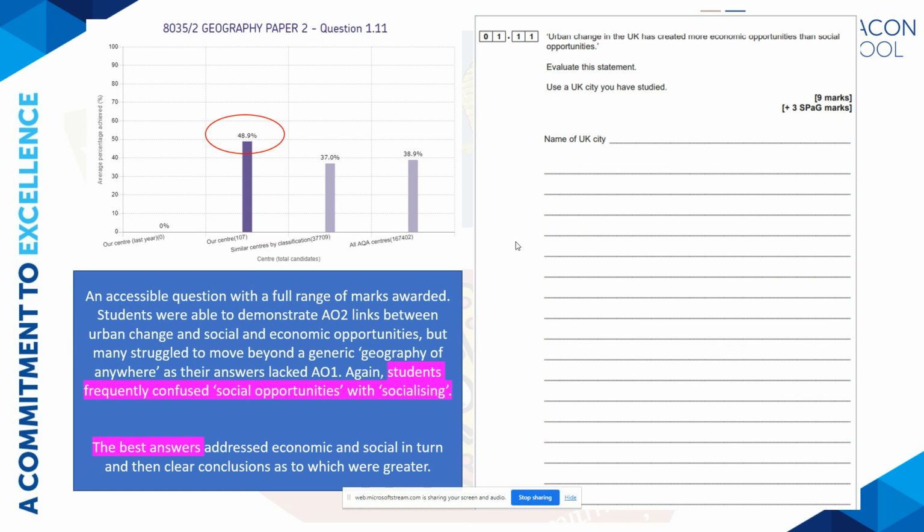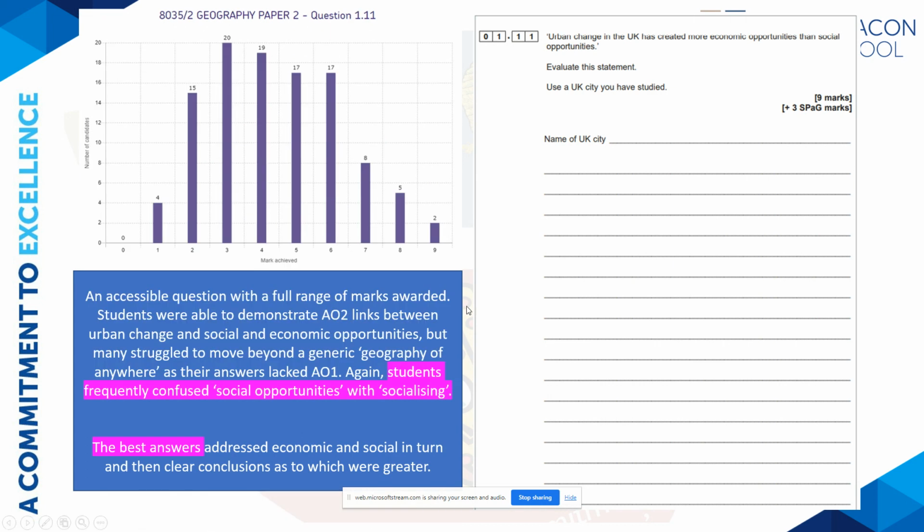Did pupils understand what urban change meant? There wasn't any feedback on that in the report. So something to find out, isn't it? The best answers addressed economic and social internally, and then gave clear conclusions as to what was greater. Was it economic or was it social? And obviously naming the city was important for them in their local context. For us, talking about Liverpool, thinking about, again, the Albert Docks, the port, compared to Liverpool One, which offers more social opportunities, and the cultural mix in the city as well.